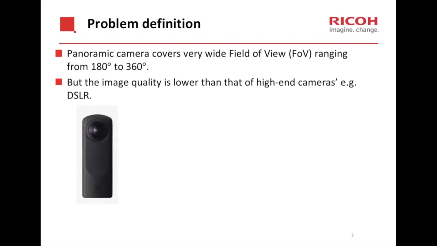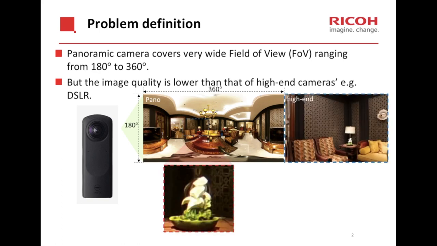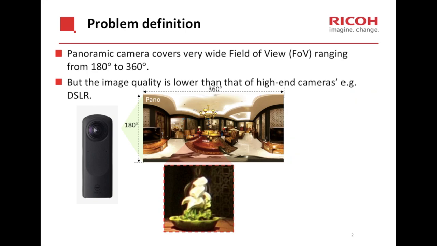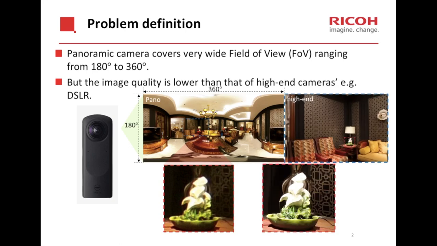We can see here that our panoramic image, captured by a Dao fisheye camera, has 360 degrees horizontally and 180 degrees vertically. We have a high-end camera image of the same scene but with a much smaller field of view than the panoramic image. If we compare this small part with the same part from the high-end camera, we can see that the fisheye image quality is very poor.